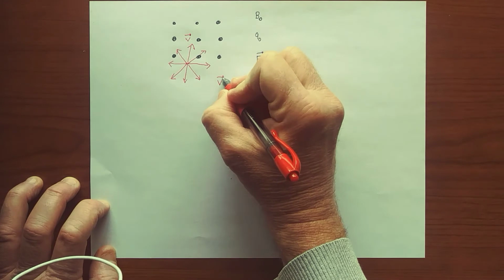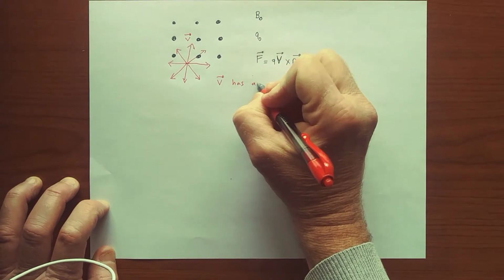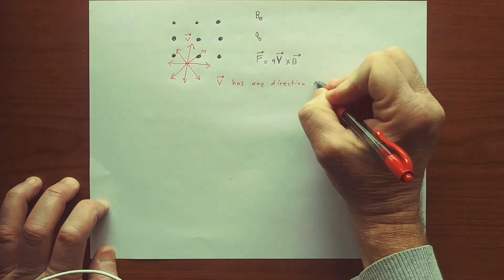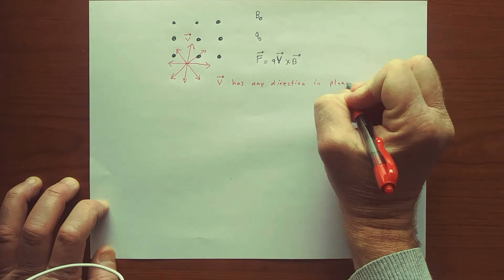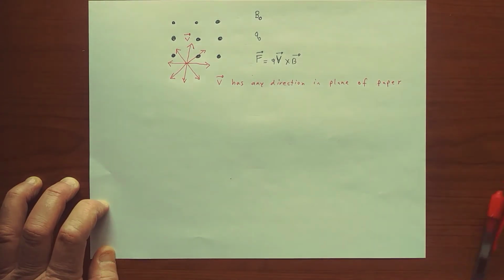So V can be any direction in the plane of the paper. So that will give us the maximum magnetic force.